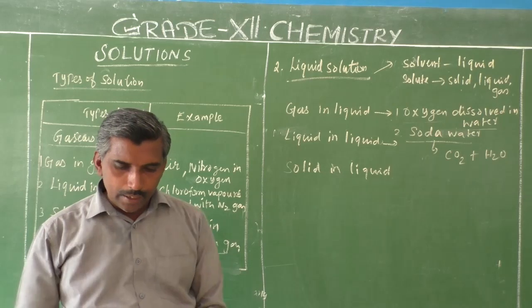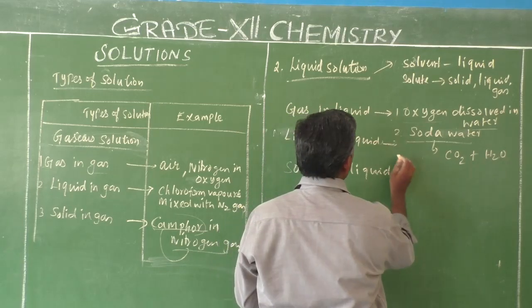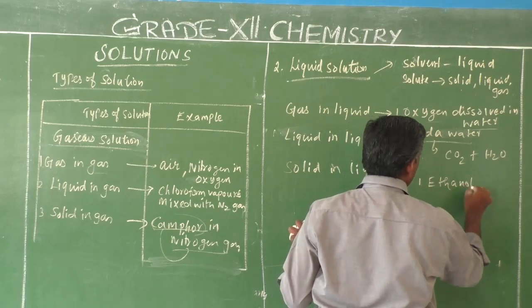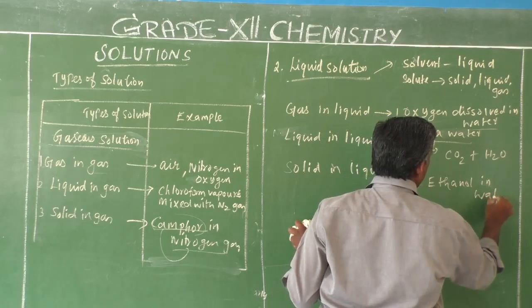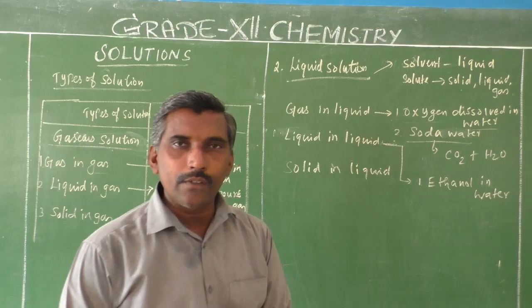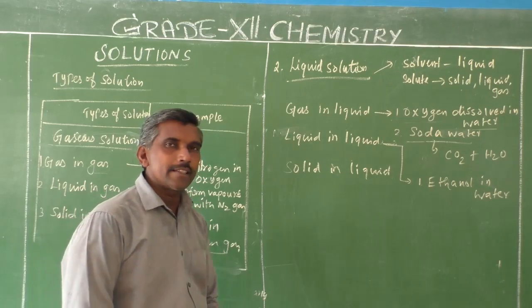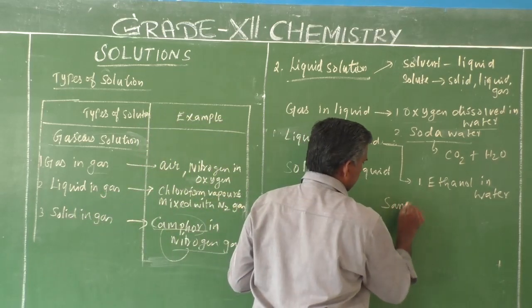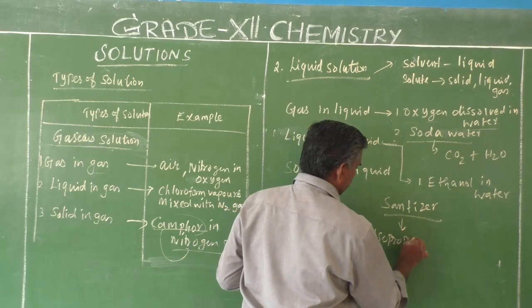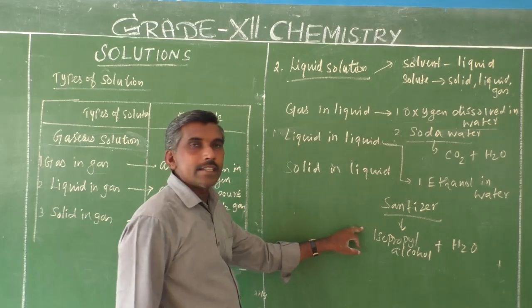Then second, liquid in liquid solution. Example, ethanol dissolved in water. You know, in the nowadays COVID, coronavirus situation, you use a hand sanitizer. Hand sanitizer means alcohol, that is isopropyl alcohol dissolved in water.